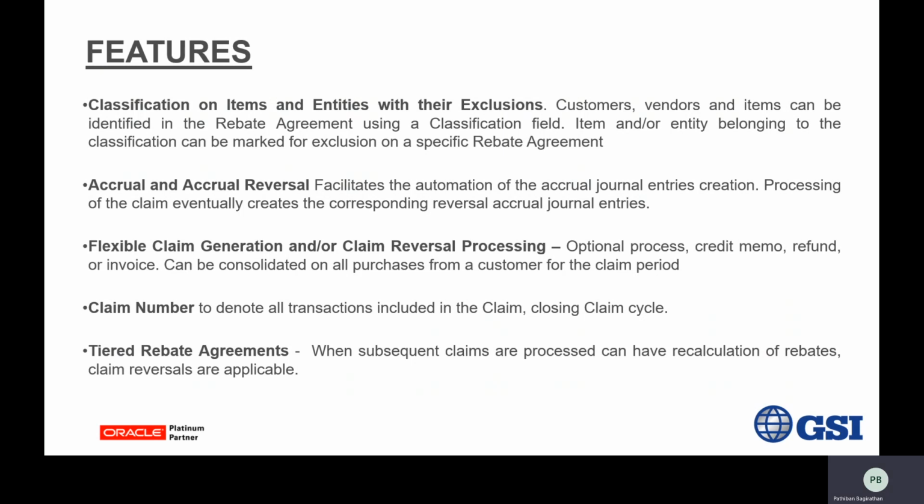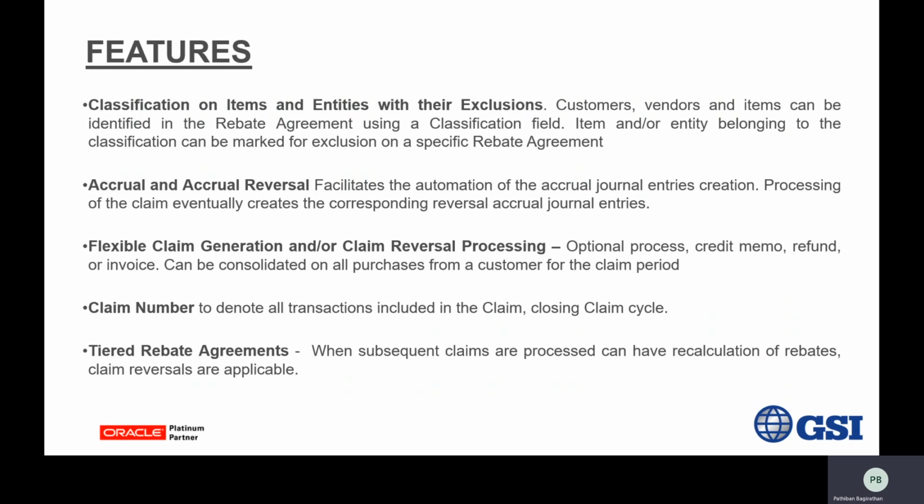Then you have flexible claim generation and claim reversal processing. It's an optional process on the credit memo, refund, or invoice. You can consolidate all purchases from a customer for that claim period, okay? You have a number for the claim. When you generate a claim, it provides you a claim number, and that closes your claim cycle.